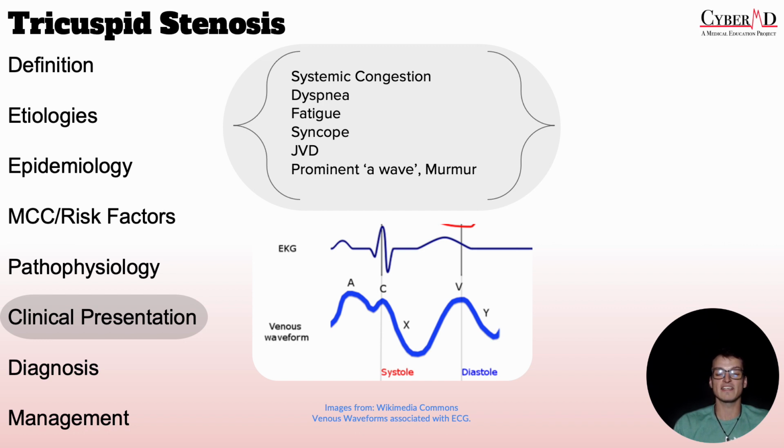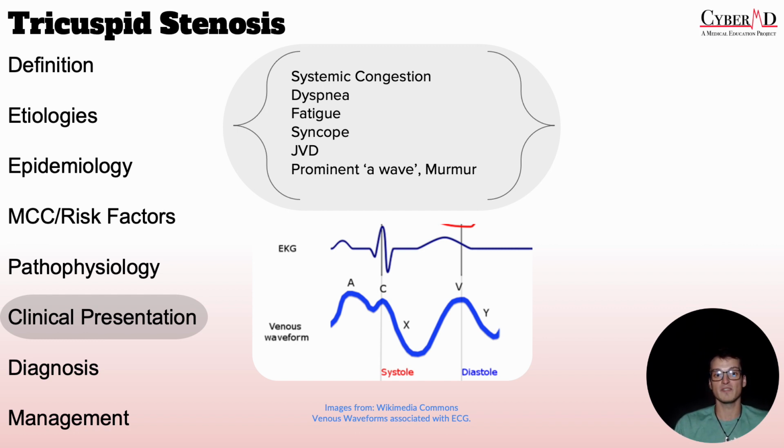And that can be seen as the heart begins to push, or the atria, the right atrium, begins to push against that stenotic valve, causing an increased pressure in the right atrium and then in the areas immediately behind that, which includes the jugular vein.